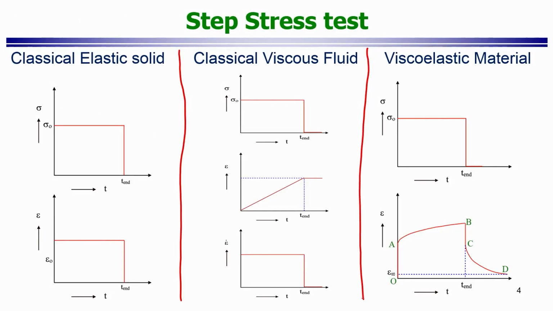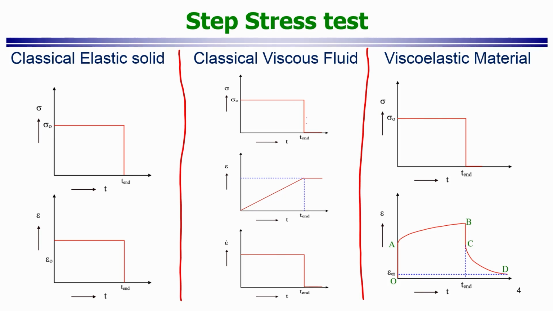So, the classical elastic solid, when you put a step stress, then the response is actually rather simple, and this is something that you have already been familiar with. We also discussed the behavior of the classical viscous fluid, where when you put a step stress, then the viscous fluid continuously strains. So, the fluid basically encapsulates the idea that a fluid cannot withstand shear.